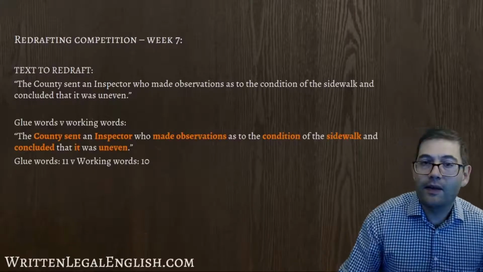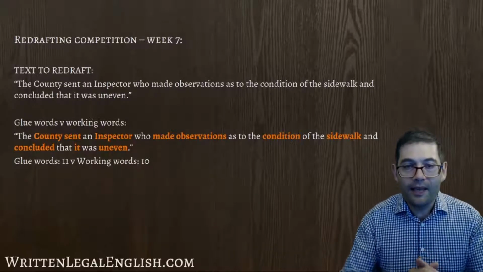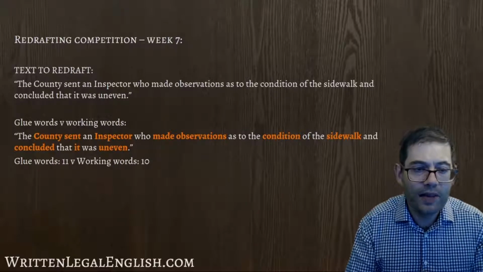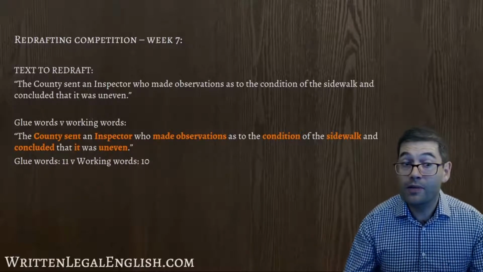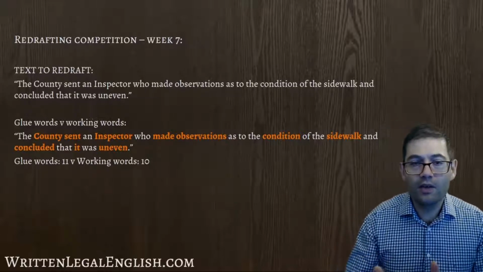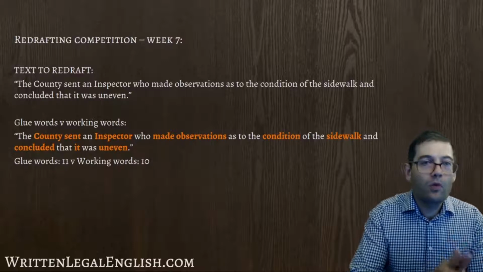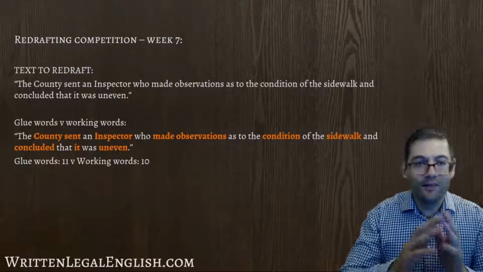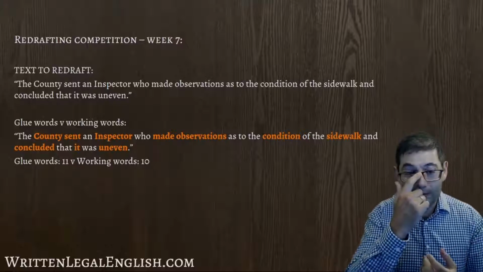Now, I broke it down like this, and you can see that the working words are highlighted in bold orange. If I just read out the working words, we'll get an idea of what the sentence is about. So: county, sent, inspector, made, observations, condition, sidewalk, concluded, it, uneven. It's kind of pidgin English, but if we just read out the working words, we get the general idea of what's going on. The problem is that there are more glue words, 11 of them, than working words. And when you've got more glue words than working words, you know that your sentence needs to be redrafted. There are just too many words going on there.